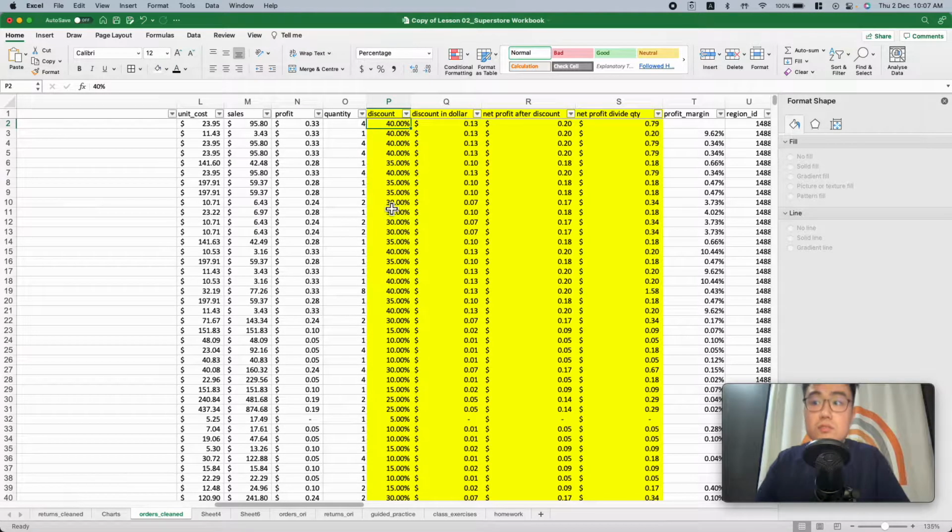Oh, 1 minute, it's raining. Right, I have to close the window. So I changed them to, let me turn on the light. I changed them to percentage.